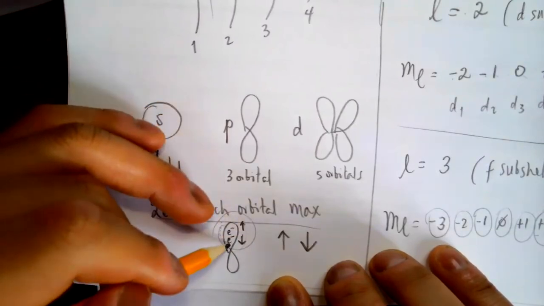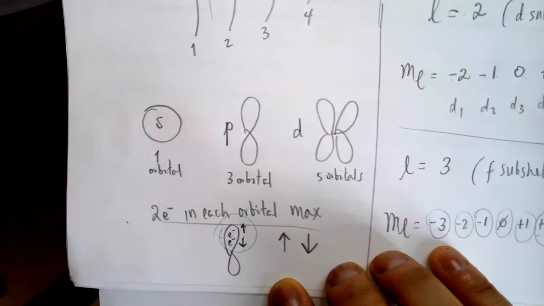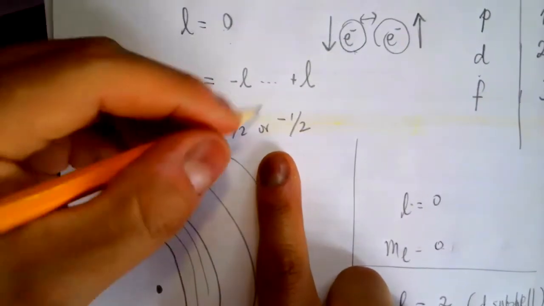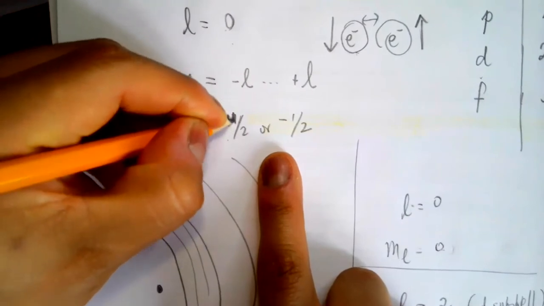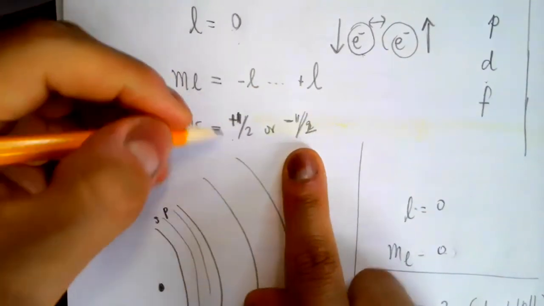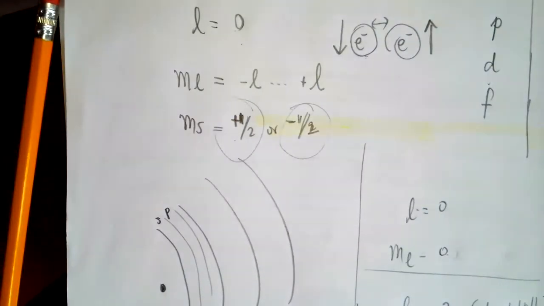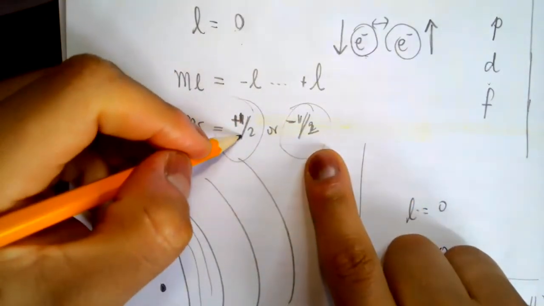How can I determine which one is plus or minus? That's exactly why you use the spin number. They said plus 1/2 and minus 1/2. What is this half meaning? There is no meaning. It's only a 50% chance that the electron will rotate clockwise, and the other 50% chance will rotate counterclockwise. It is plus 1/2 and minus 1/2.